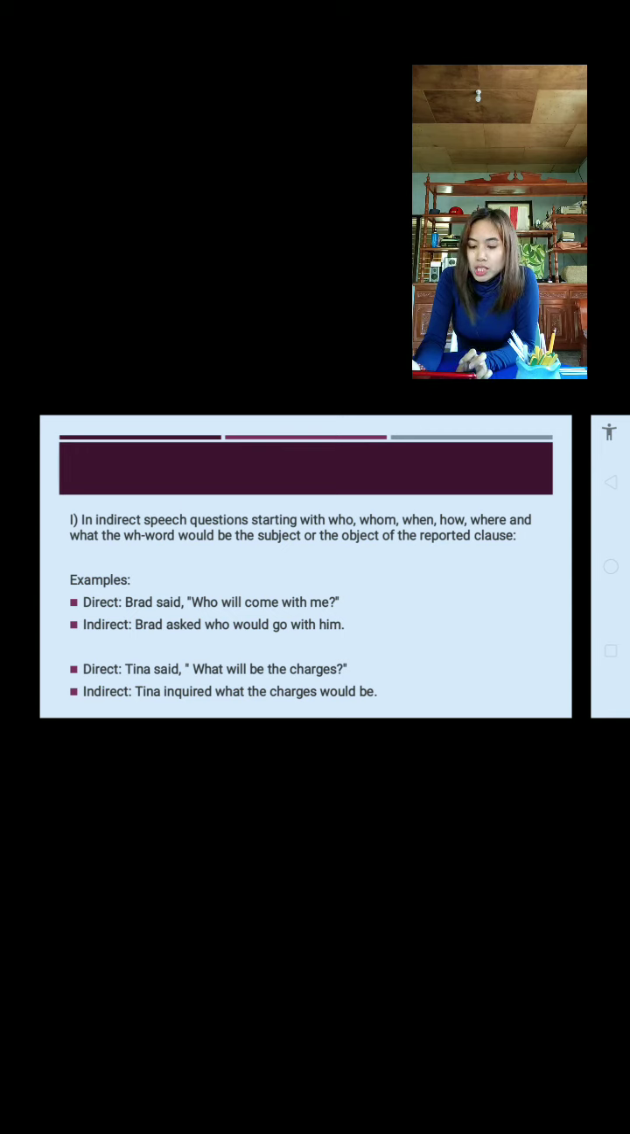The next example is for direct speech. Tina said, "What will be the charges?" Then if we transform it to indirect speech, it will become, Tina inquired, because Tina is inquiring. Inquiring what? What charges? So Tina inquired what the charges would be. That is our indirect speech.